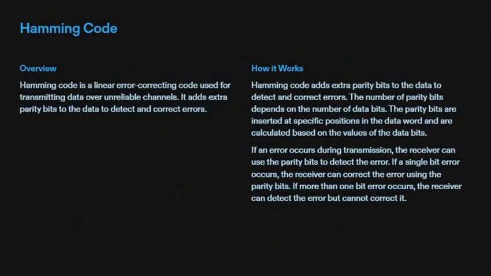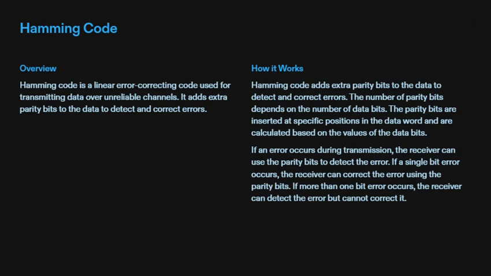And finally, we have the Hamming code. Hamming code is a linear error correcting code used for transmitting data over unreliable channels. It adds extra parity bits to the data to detect and correct errors. How does it work? So we have the explanation for how Hamming code works. Hamming code adds extra parity bits to the data to detect and correct errors.